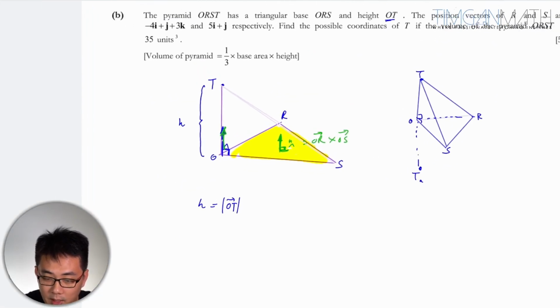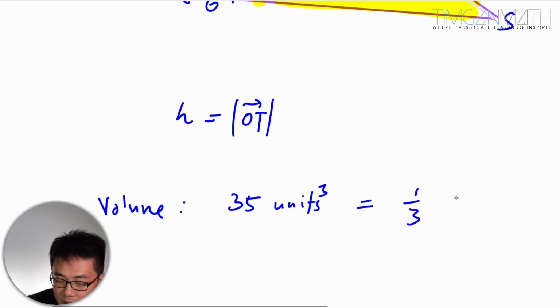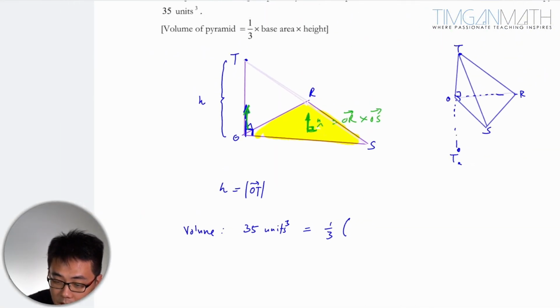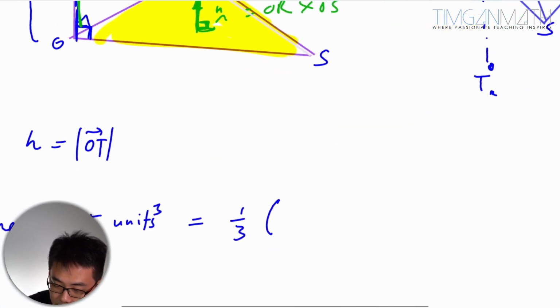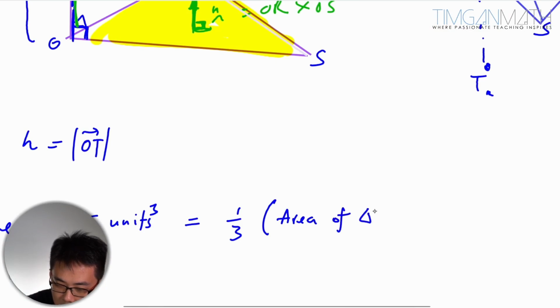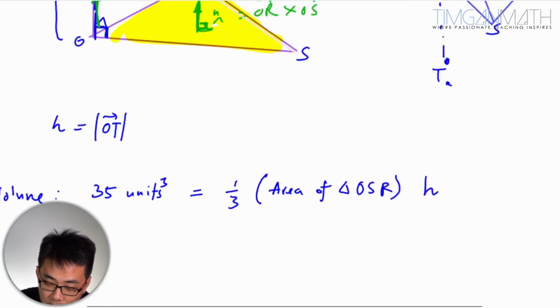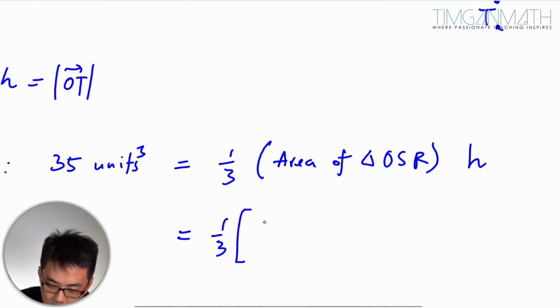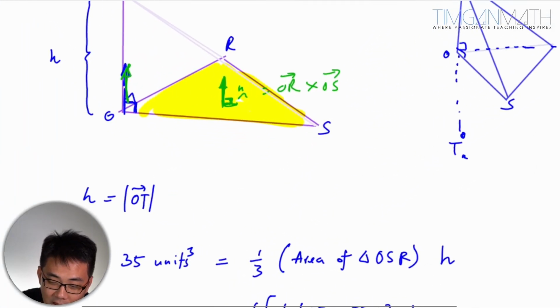Because we got the volume is 35 cubic units. Well, any pyramid is 1/3 base area times height. So base area is just the area of triangle OSR multiplied by height. Then the area OSR will just be half OS cross with OR. My goodness. OS cross with OR, we need that. Anyway, we need a normal for OS cross with OR.